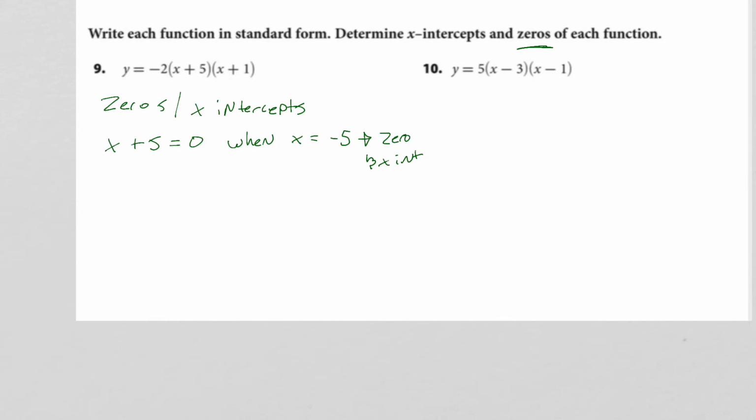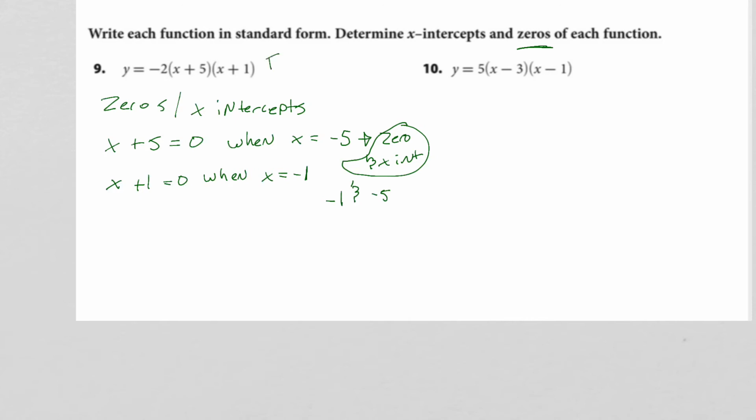And if we look at the other factor, x plus 1 equals 0, right? When x is equal to, well, what plus 1 equals 0? That's essentially -1. So that's also a zero and an x-intercept. So what are the zeros and x-intercepts of this function? -1 and -5. And now let's put it in standard form.